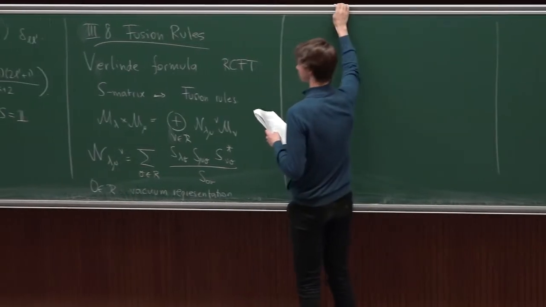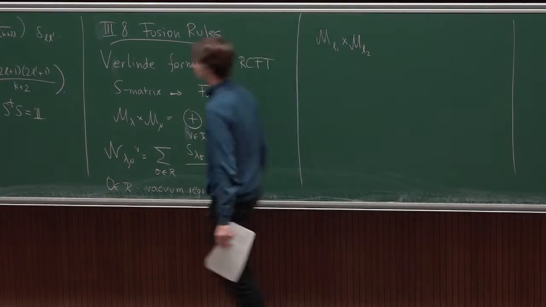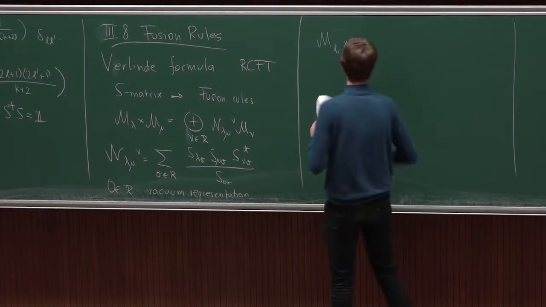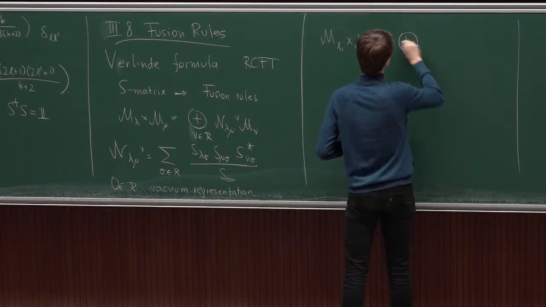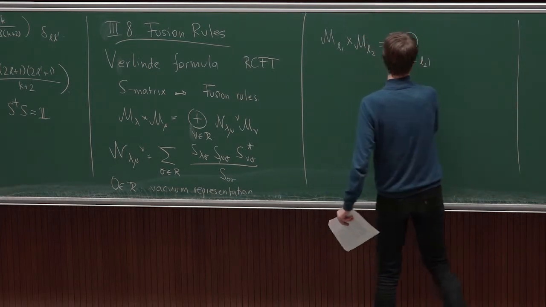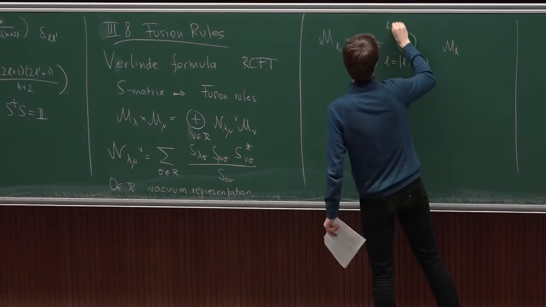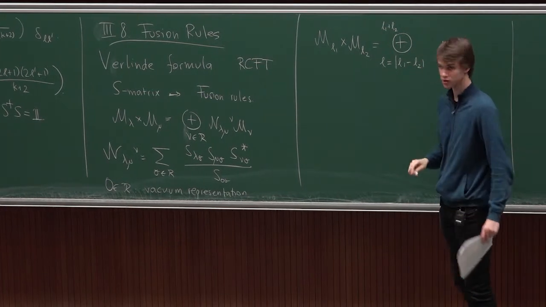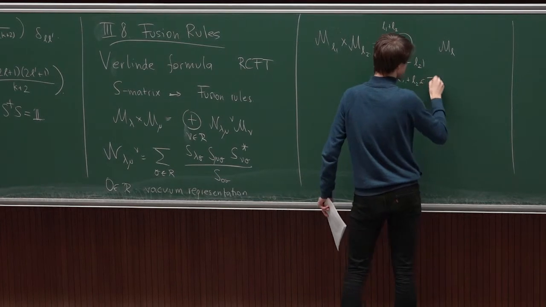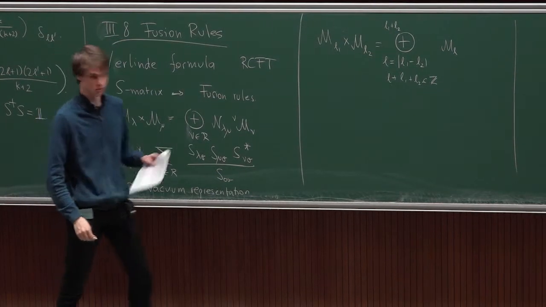Also as an exercise, you should evaluate this for SU2. It's straightforward. Just plug this in and compute the sum. It's a bunch of geometric sums. You simplify, you get your fusion rules. And it goes like this. The resulting L goes from L1 minus L2 up to L1 plus L2. As with usual SU2 representations, I want the sum of the three to be an integer, so it runs over every second value. It's like an SU2 representation, except that this is not true.